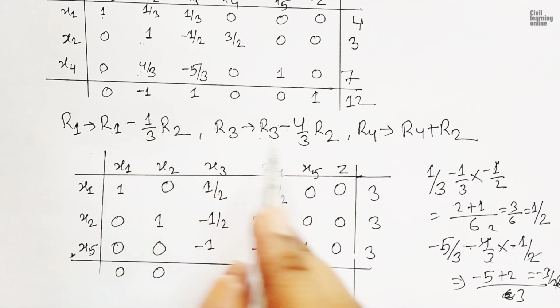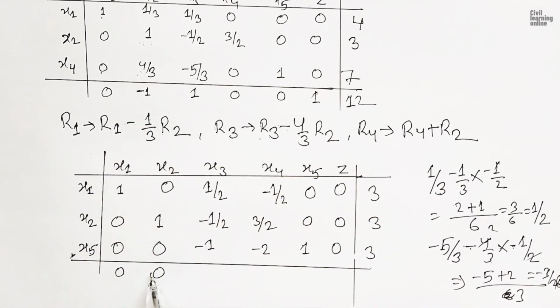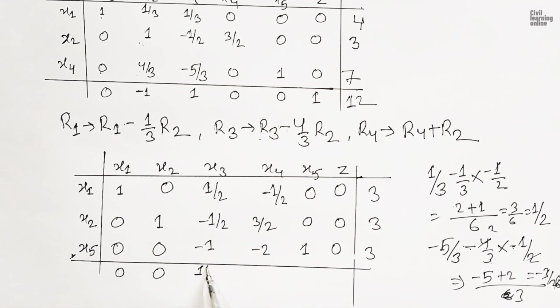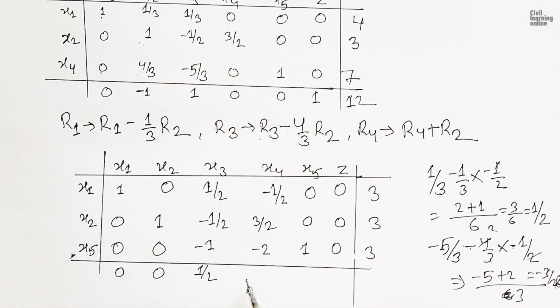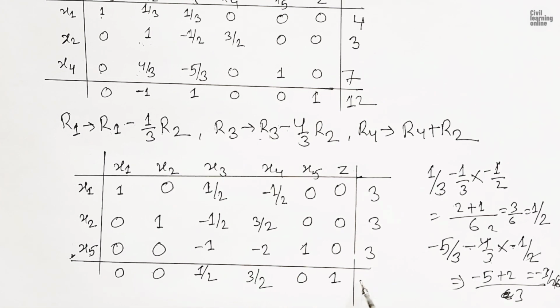R4 plus R2 means minus 1 plus 1 means 0. 1 minus 1 by 2 we will get 1 by 2. 0 plus 3 by 2 is 3 by 2, 0, and here 1, and 12 plus 3 is 15.